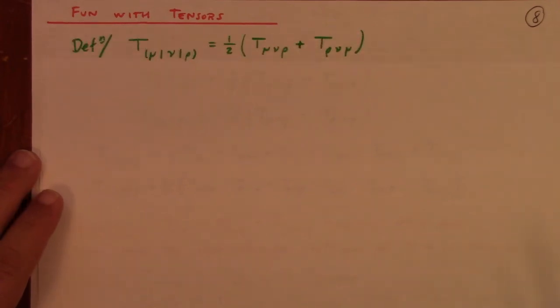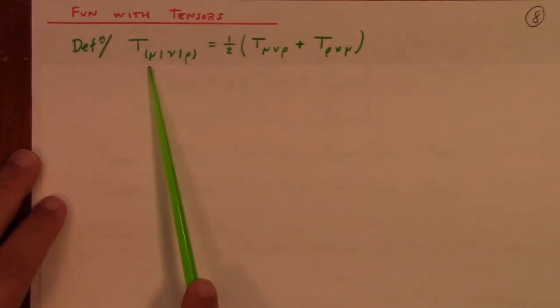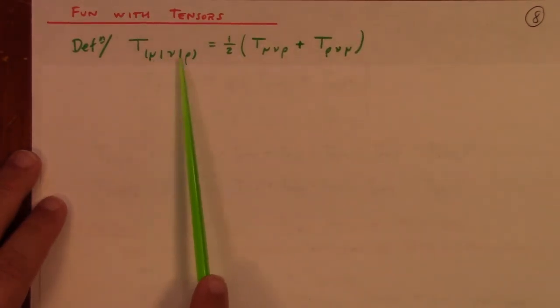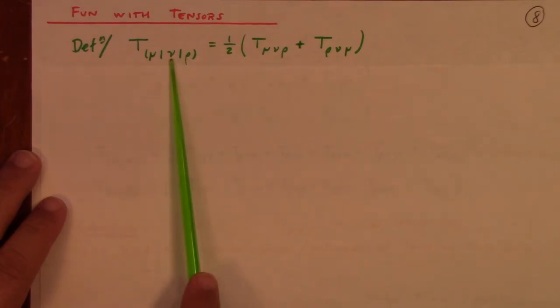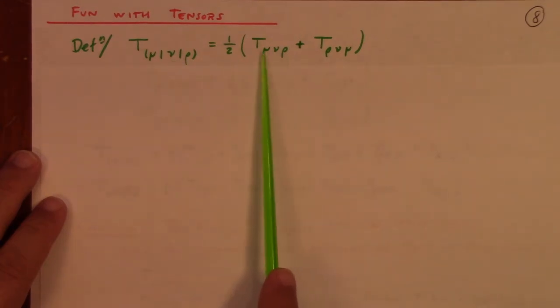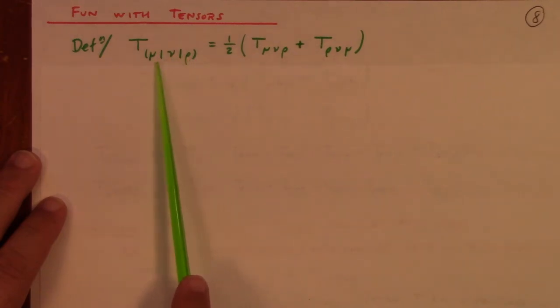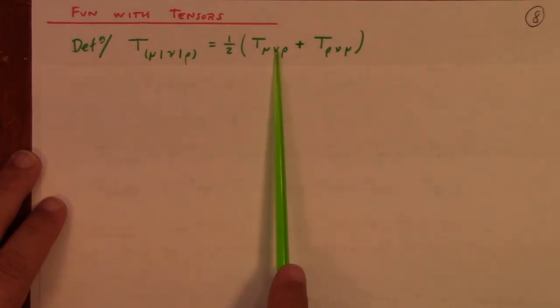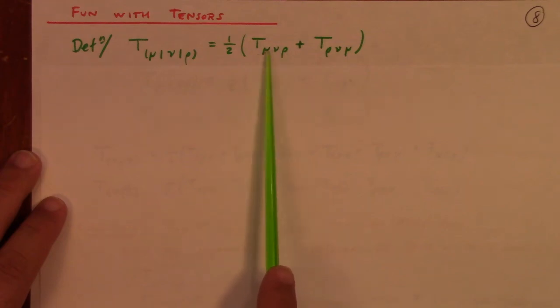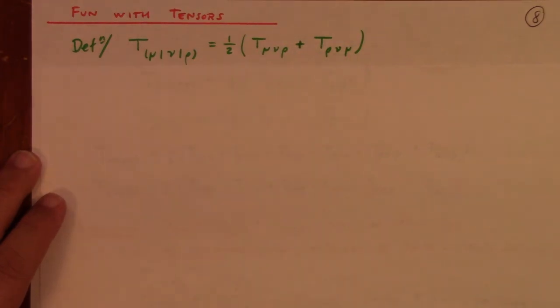More fun with tensors. Woohoo! So this is symmetrization in mu and nu. Hold the nu. So mu rho. Symmetrization in mu rho. Hold the nu. There we go. So nu stays put, and the mu and the rho flip-flop like that.